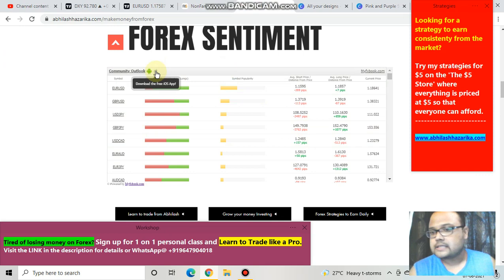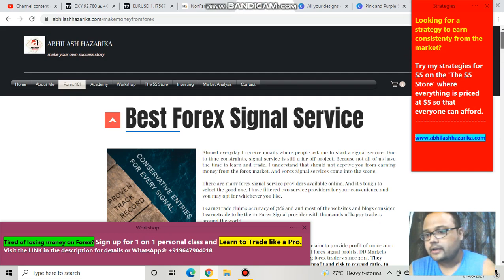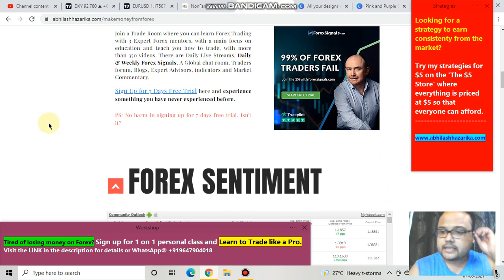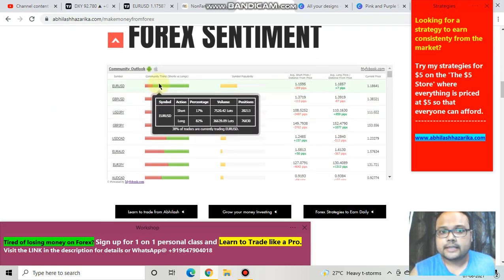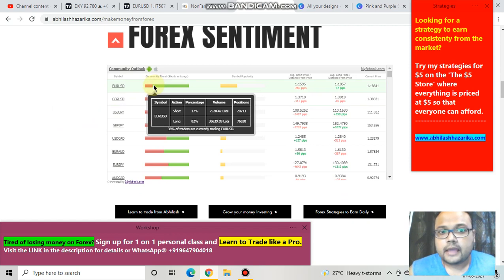So this is the Forex sentiment meter in front of us here. You can get the Forex sentiment meter on my website avilashhazarika.com, under the Forex 101 section. If you go to the Forex sentiment meter here, you can see that 82% of retail traders have taken a long position, and only 17% of retail traders have taken a short position.